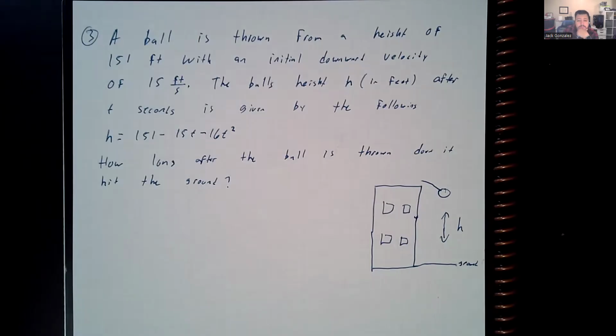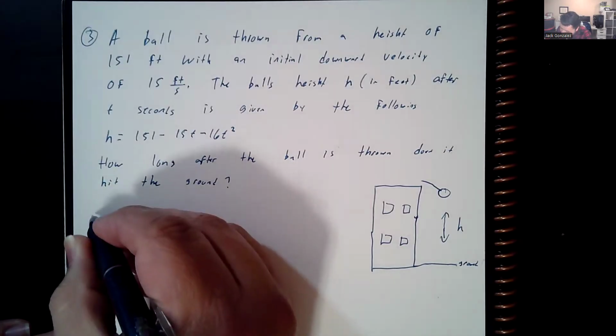A ball is thrown from a height of 151 feet, with an initial downward velocity of 15 feet per second. The ball height h in feet after t seconds is given by the following formula. So they already made everything for us. All we gotta do is answer the question: how long after the ball is thrown does it take to hit the ground? So if we assume that the ground is 0 feet, which we should, set it equal to zero and solve for t. And we should get two different times, which would make sense. But let's see what happens.